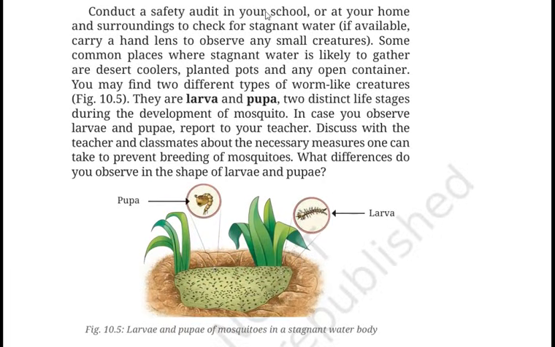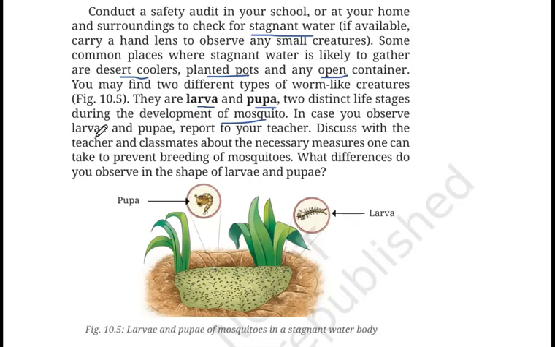Now conduct a safety audit in your school or at your home and surroundings to check for stagnant water. You have to check whether there is stagnant water around or not. If available, carry a hand lens to observe any small creatures. Some common places where stagnant water is likely to gather are desert coolers, planted pots, or any open container. You may find two different types of worm-like creatures, larva and pupa, two distinct life stages during the development of a mosquito. So these are the two life stages of a mosquito, larva and pupa.